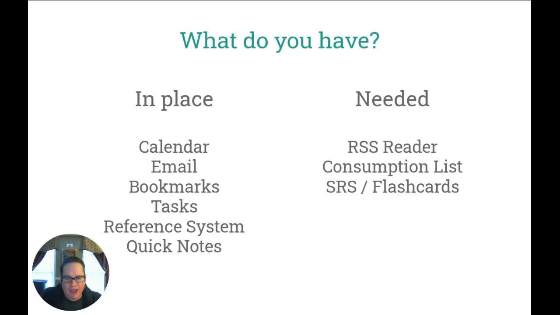So what do you have? I'm guessing most of you have a calendar, you have an email system, you track bookmarks somehow, you have some sort of task system, you probably have your reference system in Evernote or something you throw things in, and you have a way you keep quick notes. Maybe not all of you, but I bet most of you have those. And I would guess most of you do not have an RSS reader, a proper consumption list, you probably have bookmarks and stuff to get back to, and a proper SRS flashcard system.